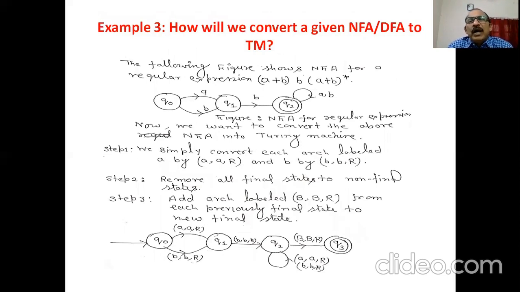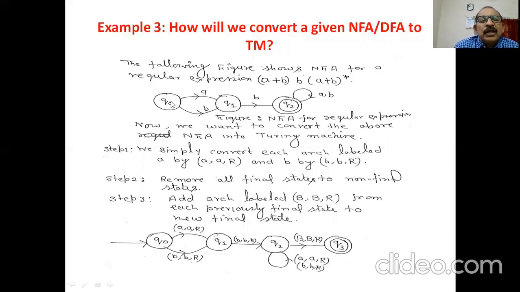Suppose you want to convert a given NFA or DFA into a Turing machine. The technique is very simple. Let us see a specific problem to understand. Suppose this is a transition diagram for a given NFA for a regular expression (A+B)B(A+B)*. Okay.